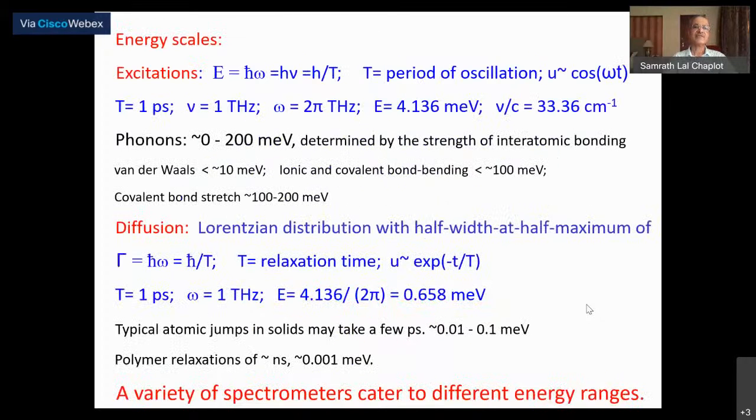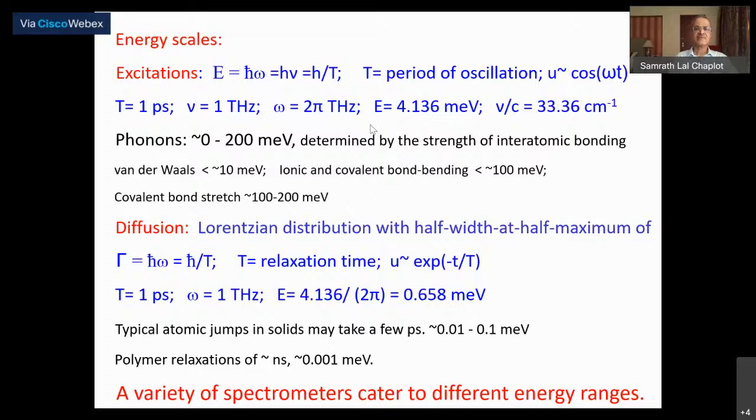This is again just to remind you of the various scales of energies and time that neutron scattering can address. As far as periodic excitations are concerned, we are able to look at energies in the range of 0 to 200 milli electron volts, because these are the energies that thermal neutrons have. And so we can ideally study these excitations. Of course, the actual energies depend on the strength of the interatomic forces, and so on.